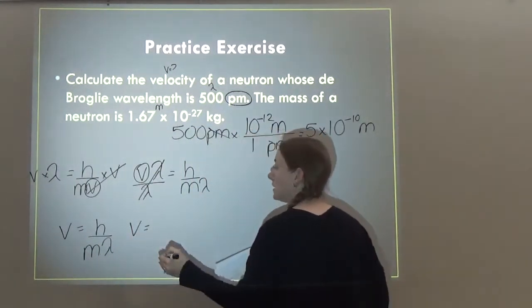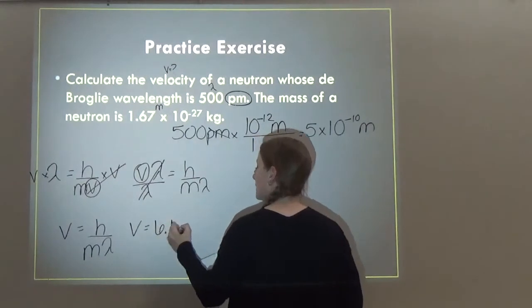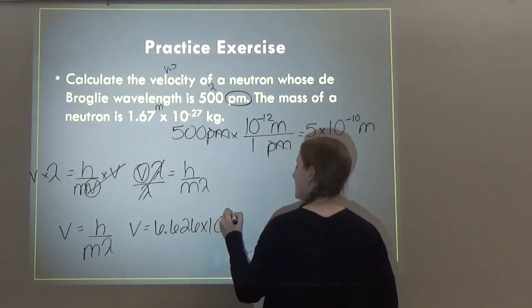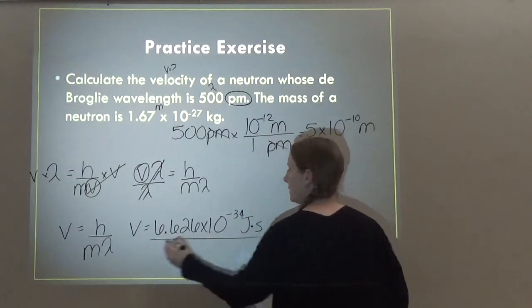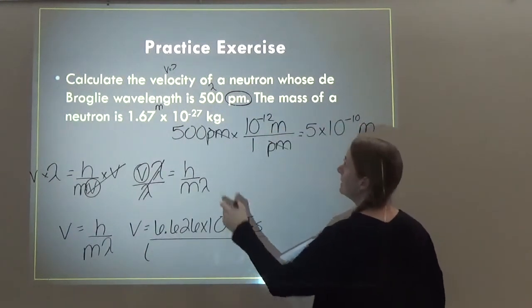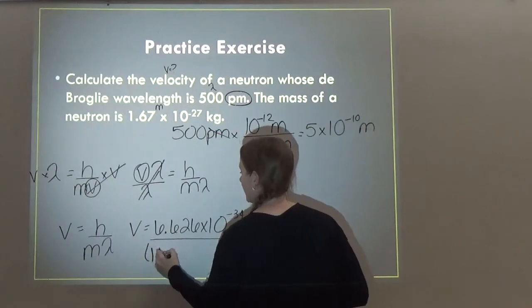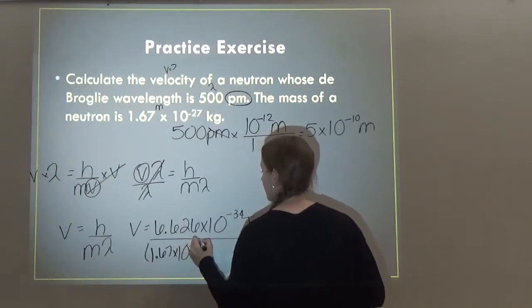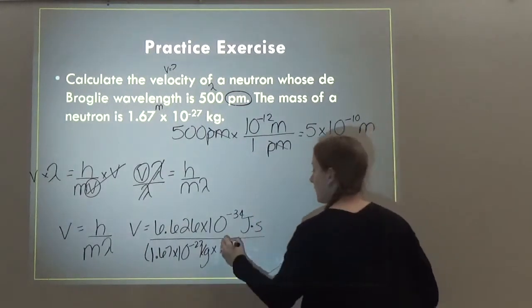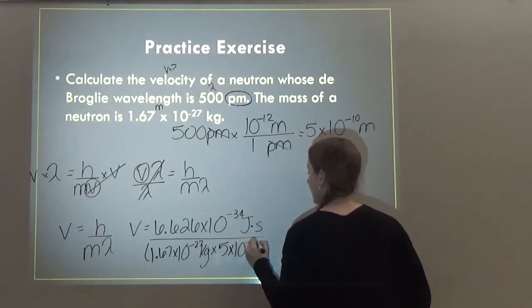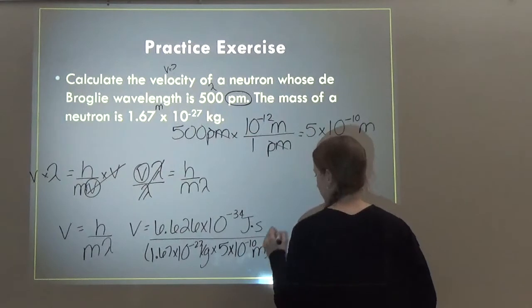So now I can plug in. My Planck's constant is 6.626 times 10 to the negative 34 joules times second. My mass is 1.67 times 10 to the negative 27 kilograms. And my wavelength is 5 times 10 to the negative 10 meters.